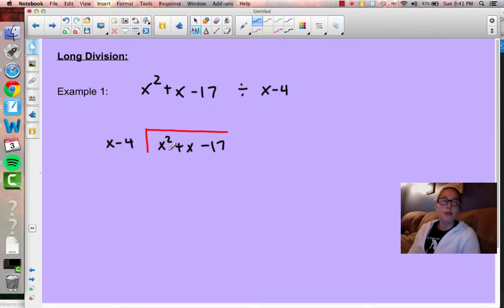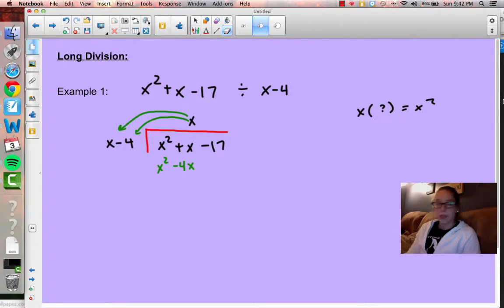So x times something is going to get you x squared. Well, x times what gets you x squared? Well, that would be x. So what we're going to do is take an x and put it under the x column. Okay, so now I'm just basically going to distribute. I'm going to take the x times x, which gets me x squared. And then I'm going to take x times the negative 4, and that's going to get me minus 4x.